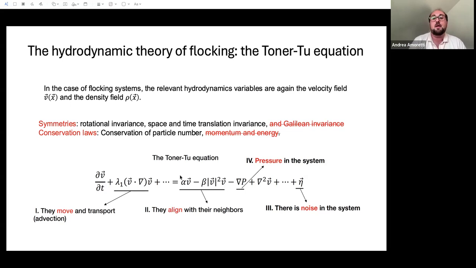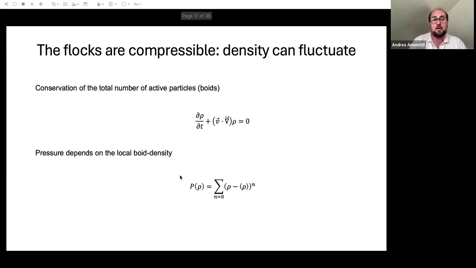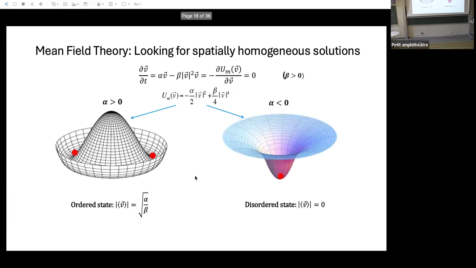And on top of that, the flux is compressible, so the density is conserved overall but can fluctuate. So they have an equation for the density which is of this kind, with a pressure that can depend explicitly on the density.